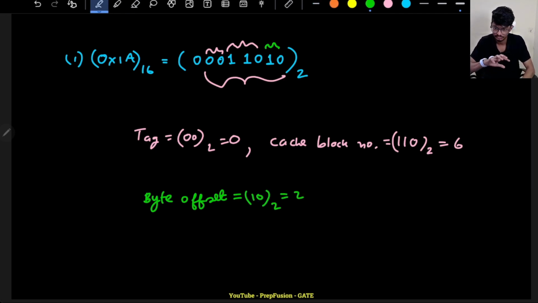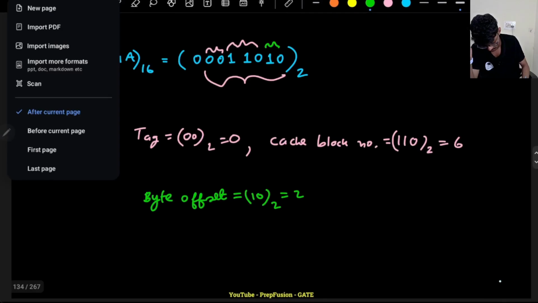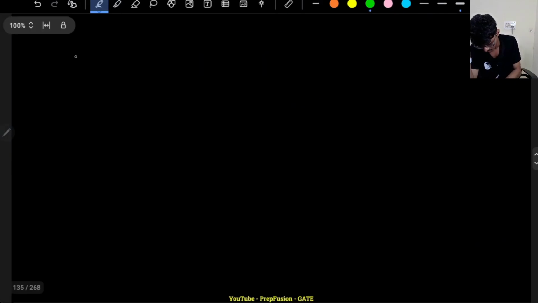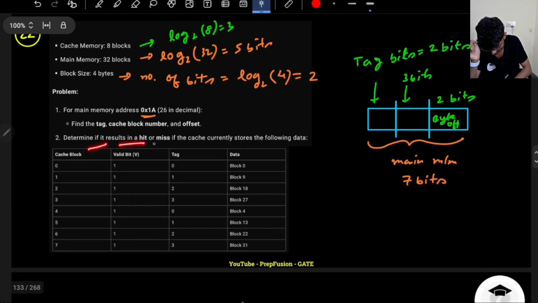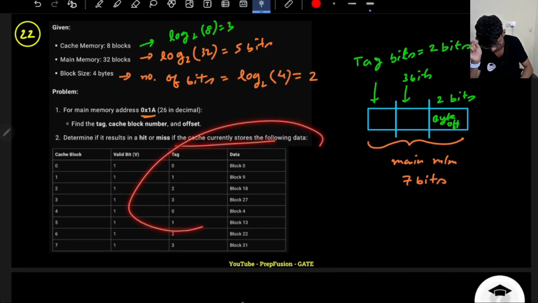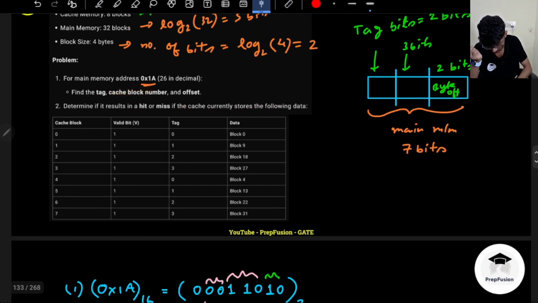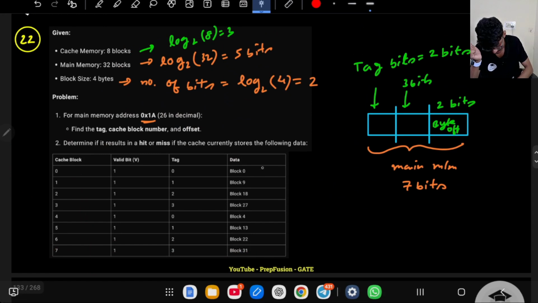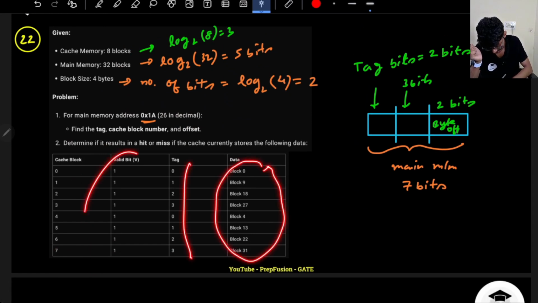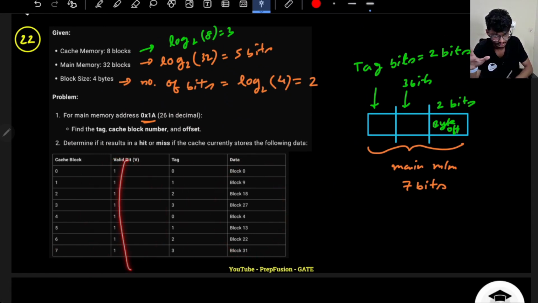So I hope you have understood the different components. Now let's solve the next part of this question: determine if it results in a hit or miss if the cache currently stores the following data. The main memory address is 0x1a, and the cache has 8 blocks, so 8 blocks currently hold this data, with the tag and the valid bit, whether it is valid or invalid. Everything is valid here. They're asking me whether it will be a hit or miss.